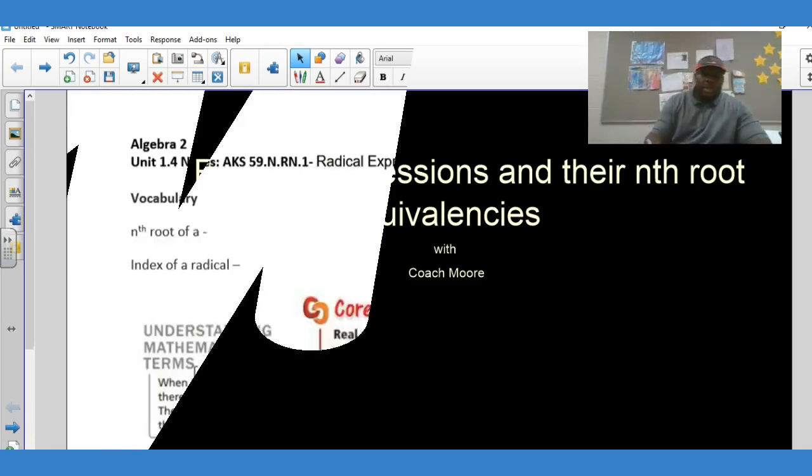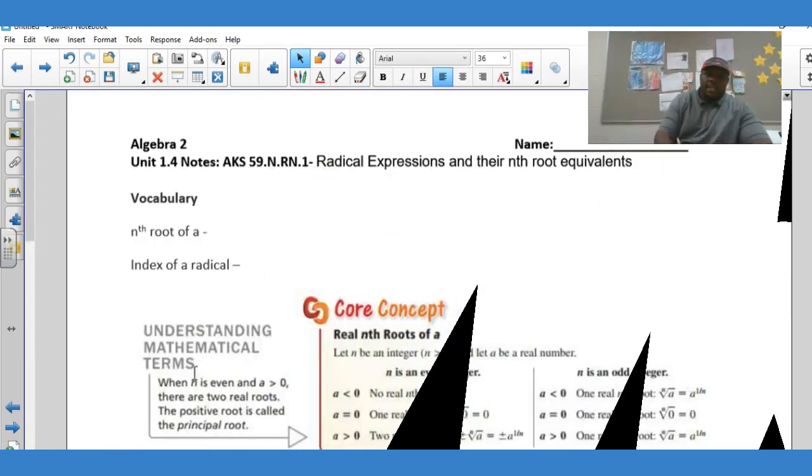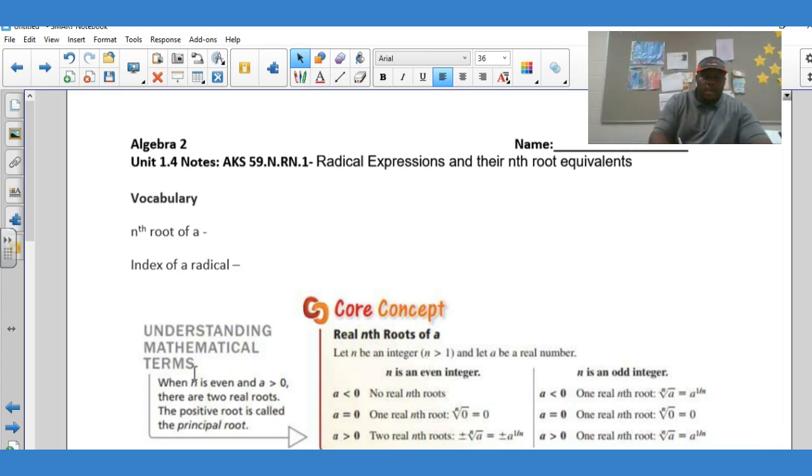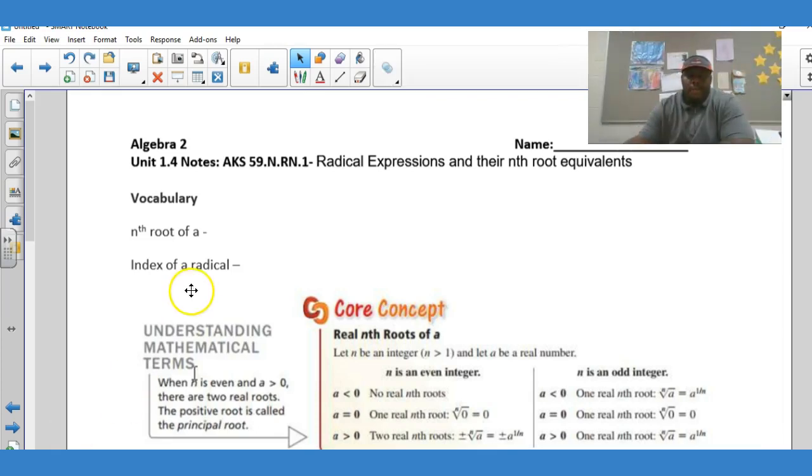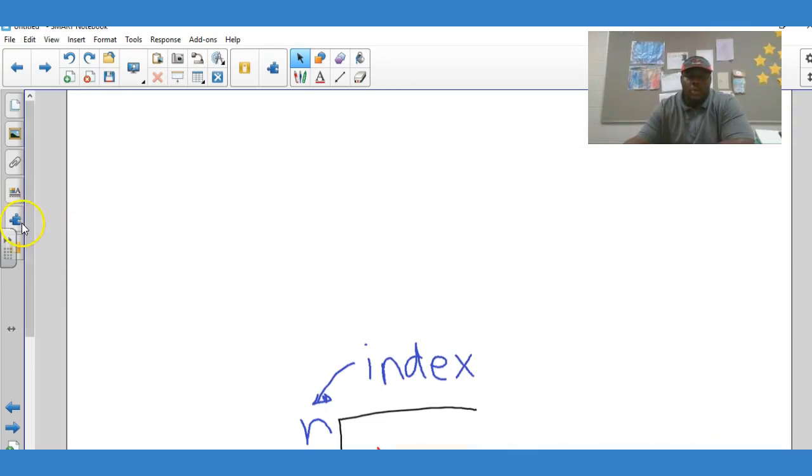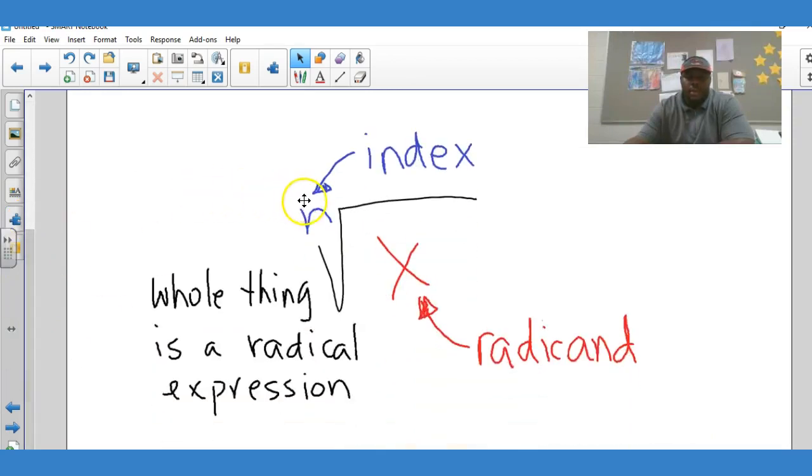To kick us off, first I just want to talk about what the index of a radical is. The index of a radical is how many times a number was multiplied to get a particular number. When you look at a radical, this is your index. This is your radicand, what's underneath the radical. And this whole thing combined is a radical expression.